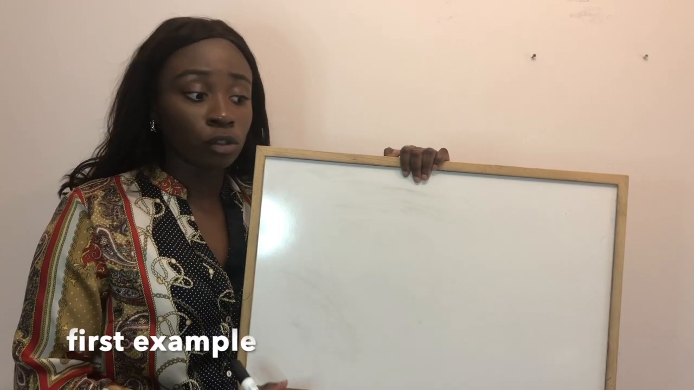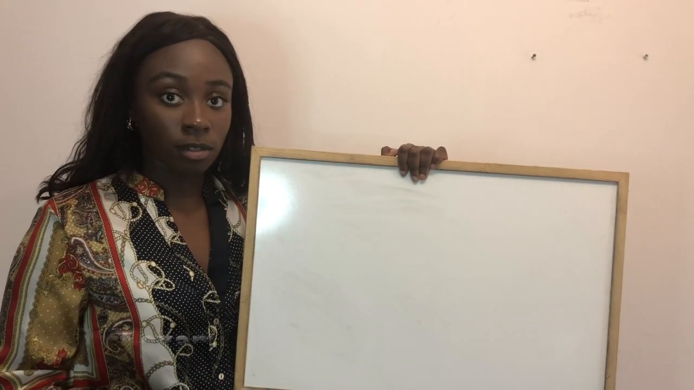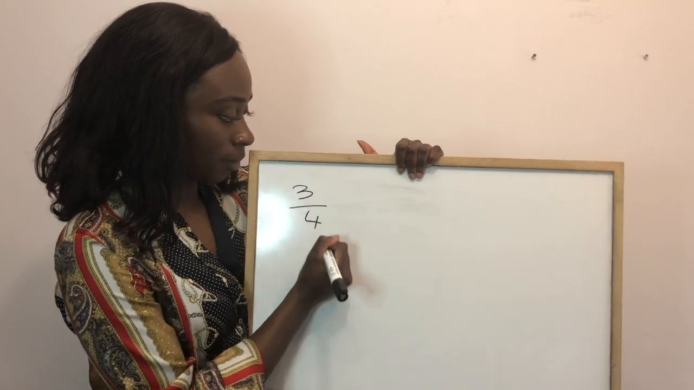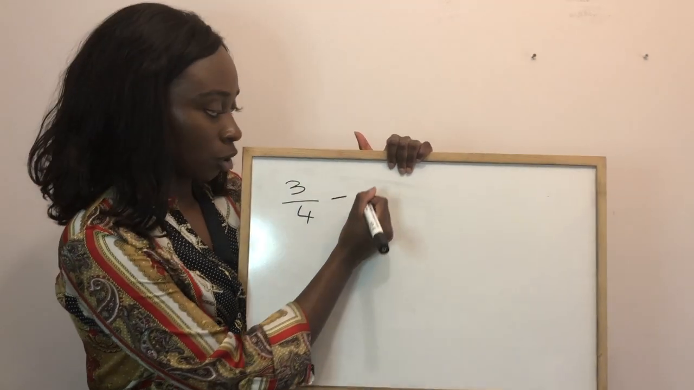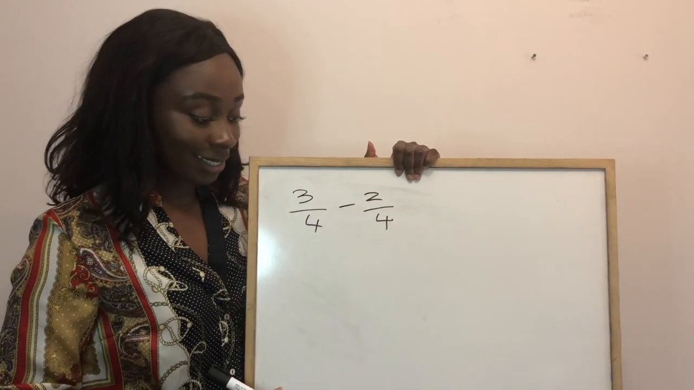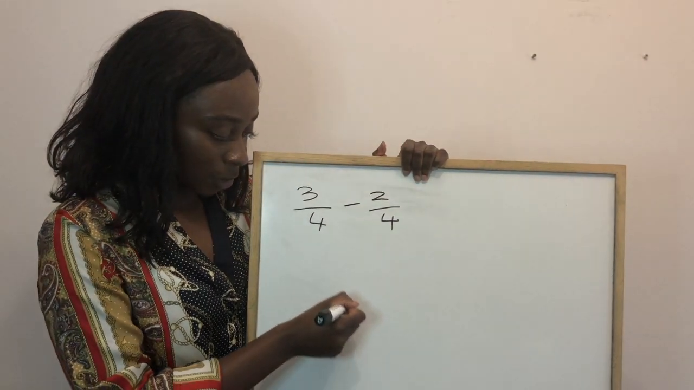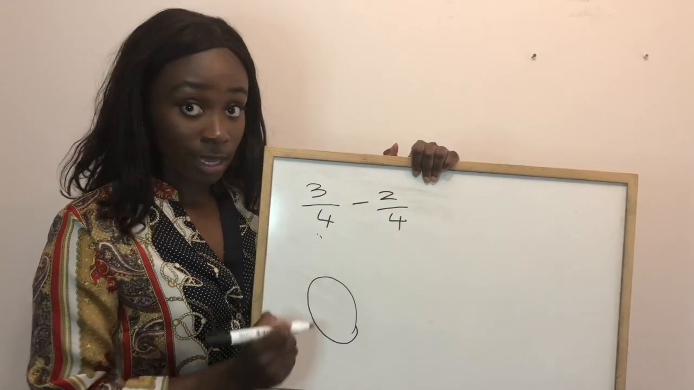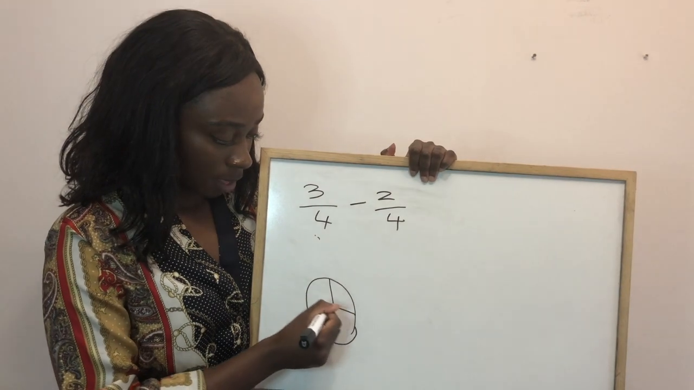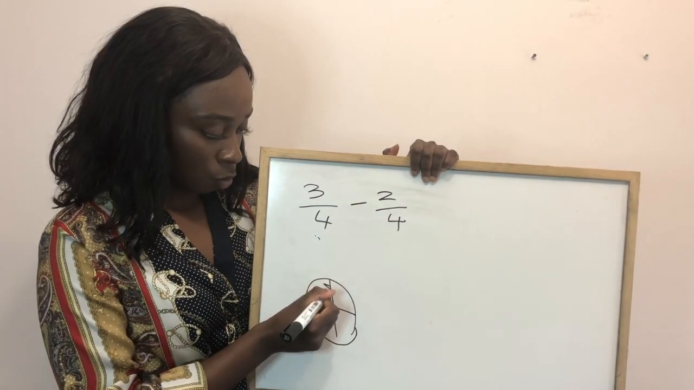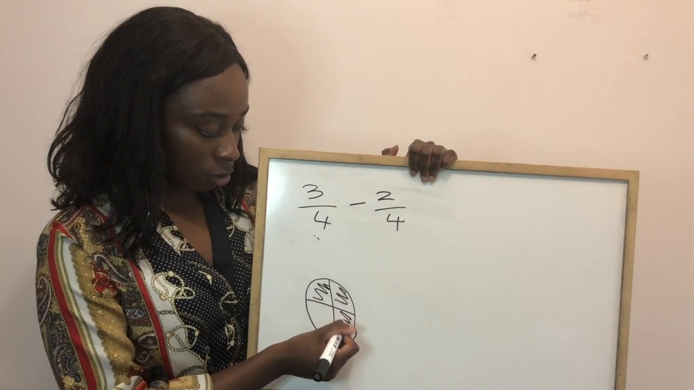So now we're going to move on to subtracting fractions. For example, let's say we have 3 over 4 minus 2 over 4. So let's get our trusty pancake. We've got a lovely pancake, and how many sections do we split it into? Yep, you're right, 4. And then how many sections do we shade? 3. So 1, 2, 3.